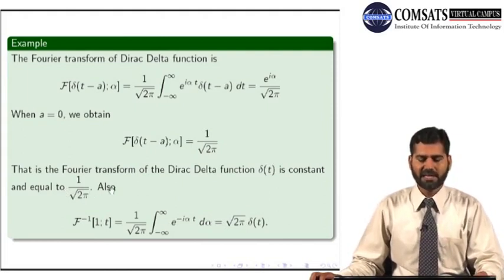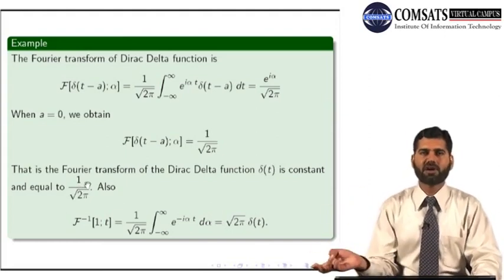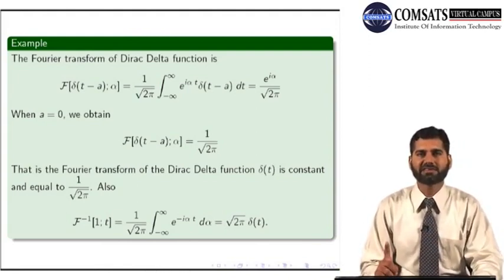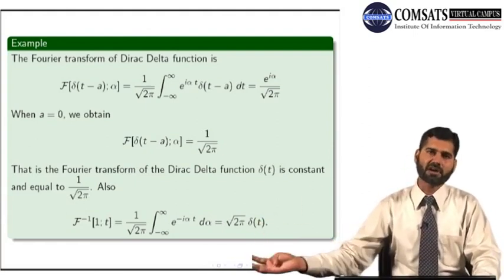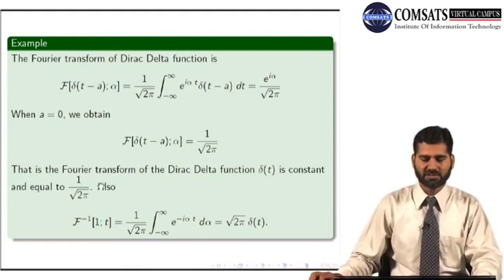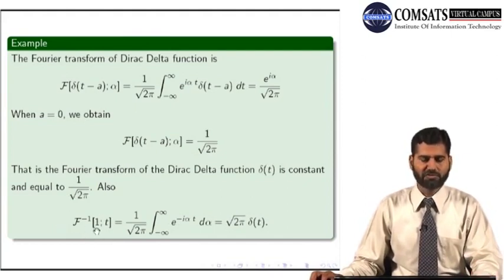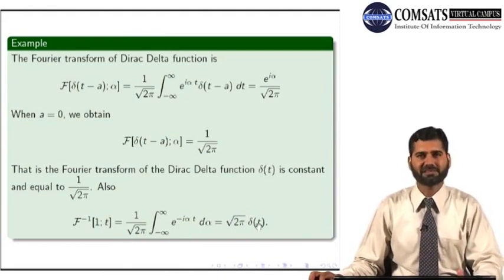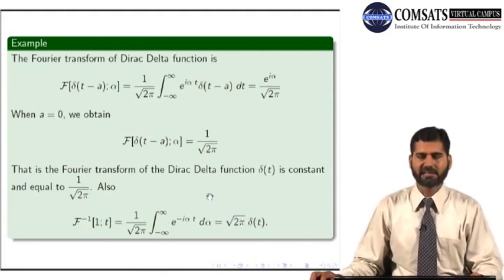Similarly, take the inverse transform of 1, which is a constant. If I take the inverse transform of a constant, it will contain the delta function, because the delta function gives you a constant answer. So what you can do is multiply by square root of 2 pi, because it's linear. I know that 1 over square root of 2 pi has the delta function, so 1 should have the inverse equal to square root of 2 pi delta function. So I can find the inverse of 1, which is square root of 2 pi delta function.